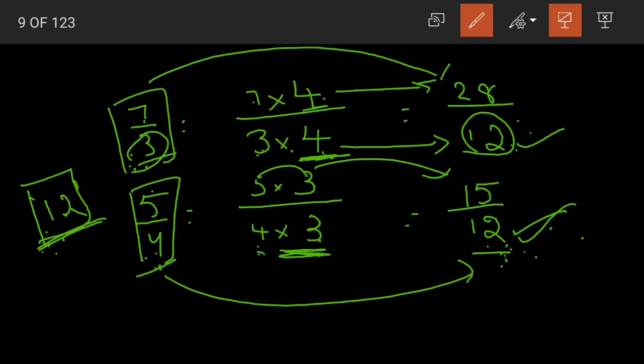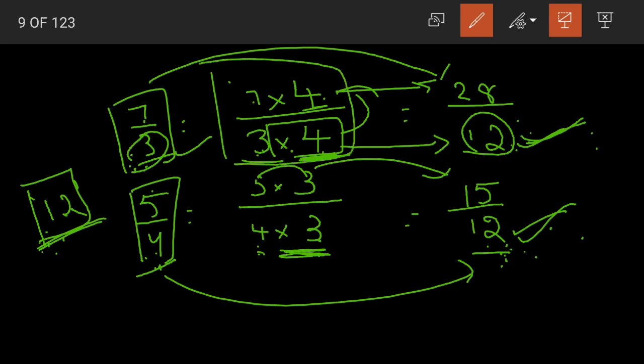But here the denominator is 3, but we want the denominator to be 12. So when we multiply 3 into 4, we'll get 12. And in mathematics, you cannot just simply multiply the denominator. You should do the same to the numerator as well. It is nothing but finding out the equivalent fraction, children. It is like finding out the equivalent fraction.